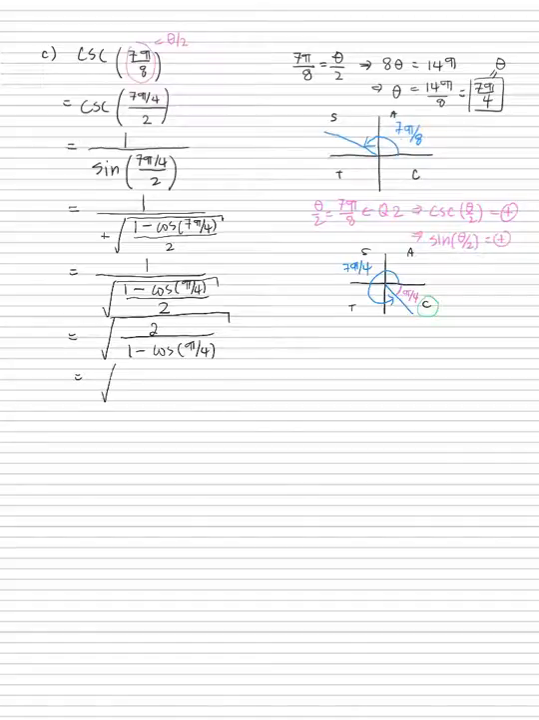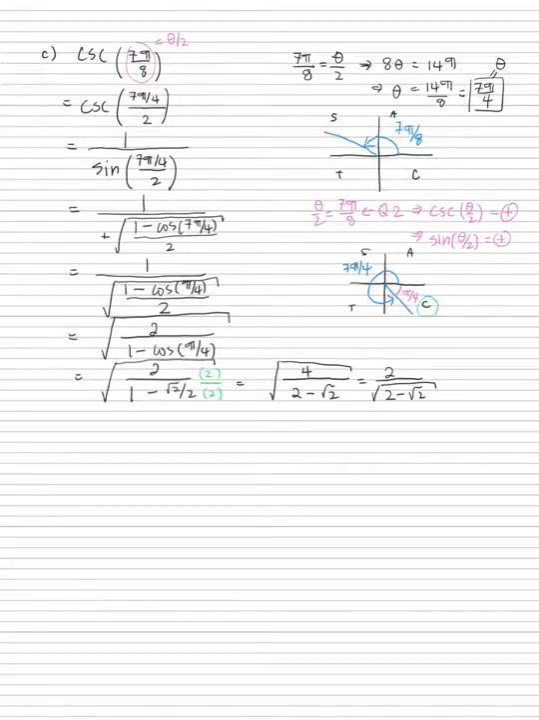Now, cosine of pi over 4 is root 2 over 2. And since we still have complex fractions going on, let's multiply the top and the bottom by 2 to get square root of 4 over 2 minus root 2. But this expression is exactly the same as 2 over square root of 2 minus square root of 2. Now from here, it's just going to be pure algebra hell. So we're going to be rationalizing the denominator first.